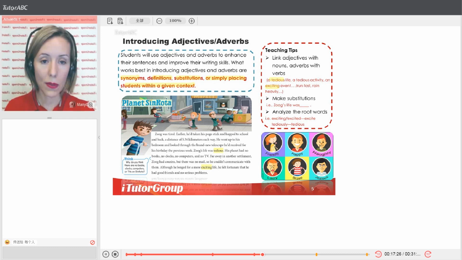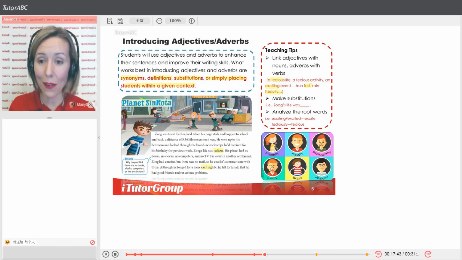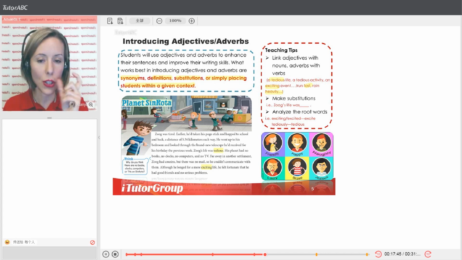And these are adjectives. You can do the same with adverbs. So you can say run fast, rain heavily, and give them a few examples. And this will help them to see how to use it in real life. And it's not just a word. Now we see it as part of a sentence.